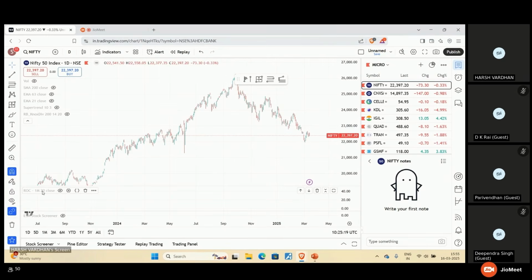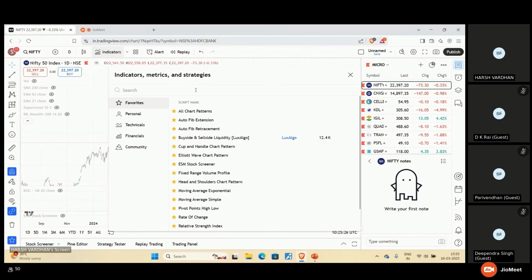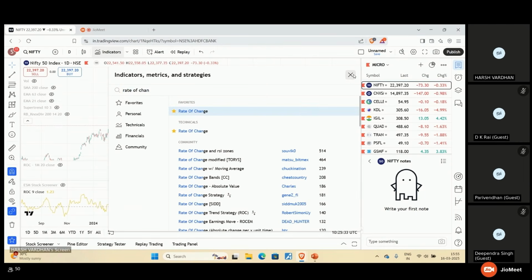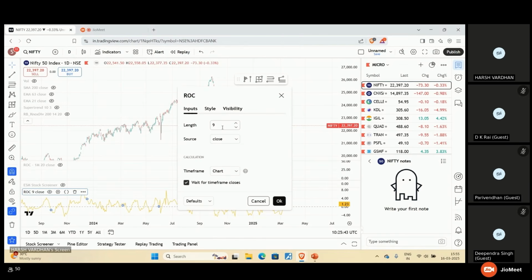You just have to go to this indicator tab here, then type in rate of change. Then you can click here. Then click on the settings. It will automatically come here, but you have to change the settings. In the length, you have to put 18 for Nifty 50 stocks, like for the Nifty 50 index. You have to select 18 here, and then select the time frame.